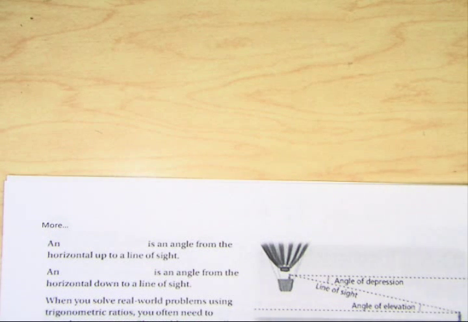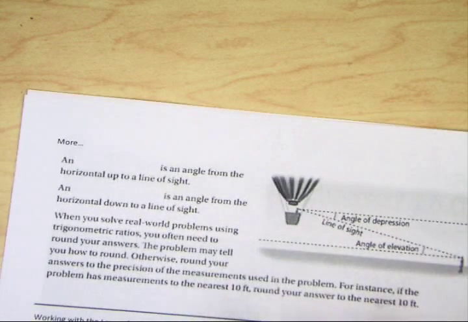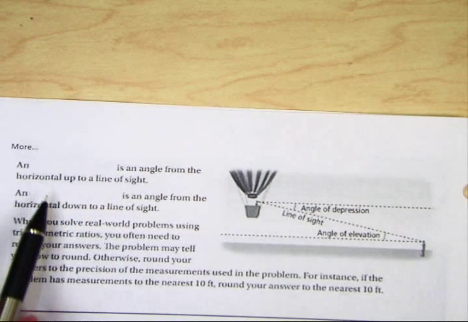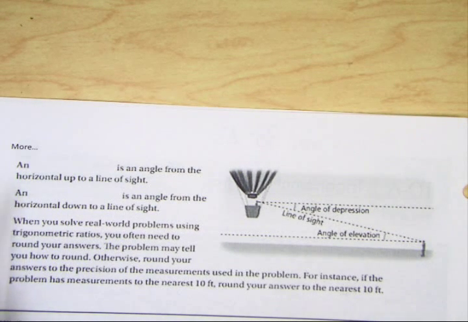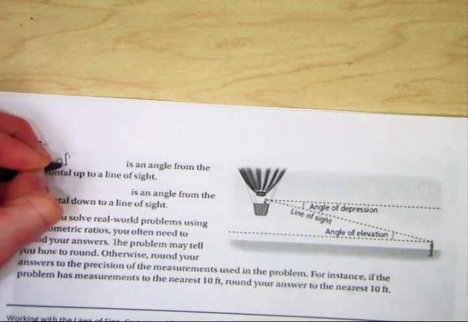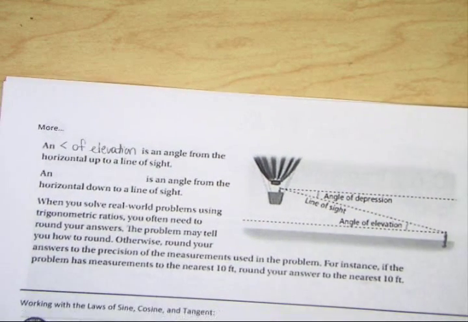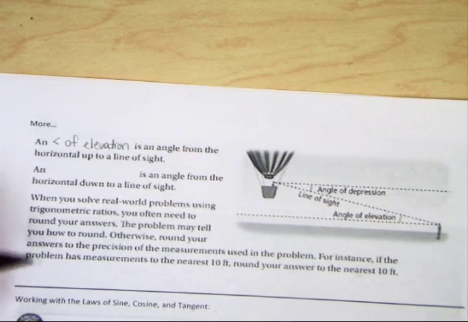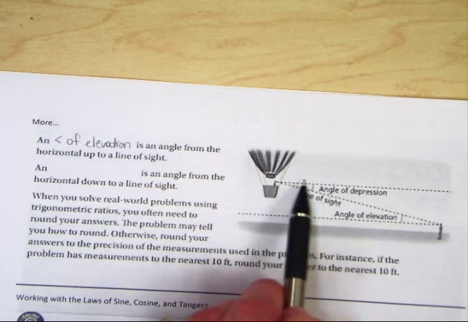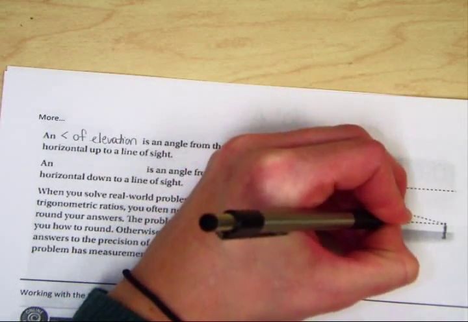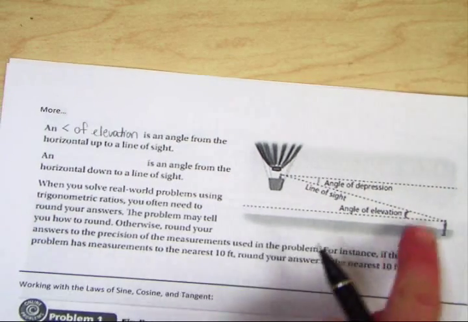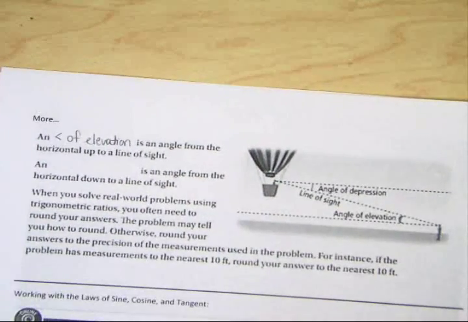There's a little more to today's lesson, and it's about angle of elevation and angle of depression. So we're going to get our vocab out of the way. If you want to take a look at this in your book, it's on page 648. An angle of elevation is an angle from the horizontal up to a line of sight. You see the person here looking up at the balloon. This angle is the angle of elevation. You take a horizontal line and how far they're looking up.